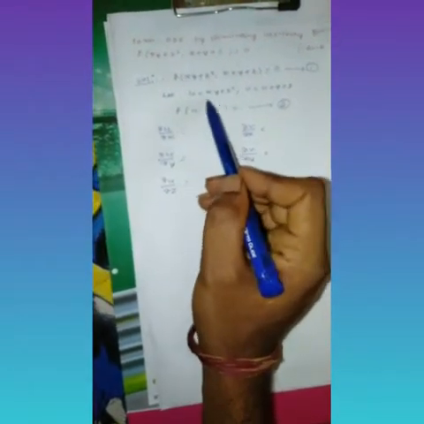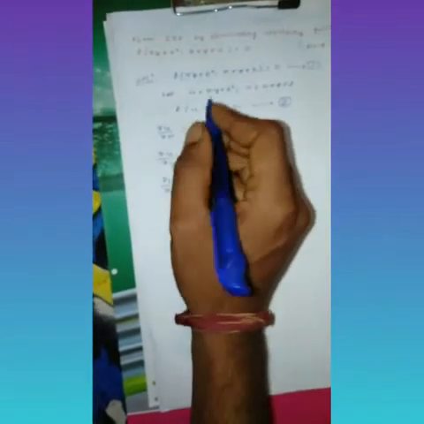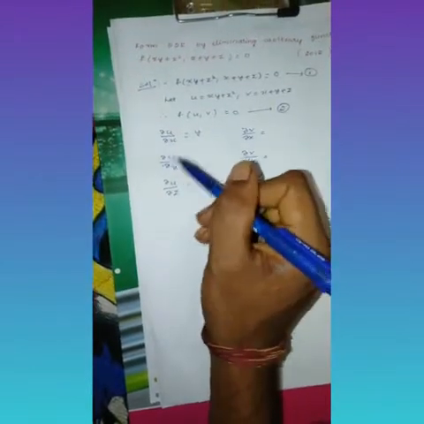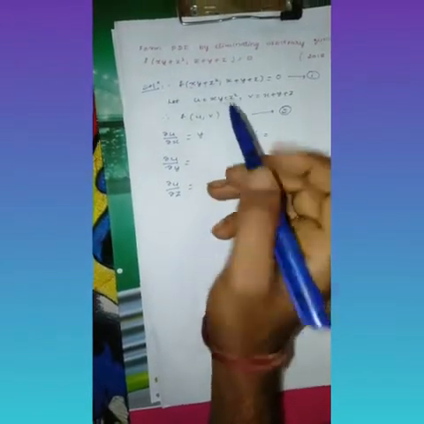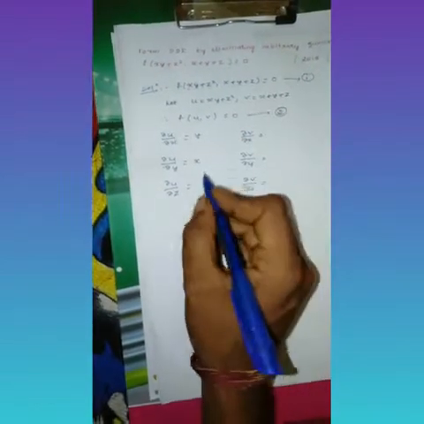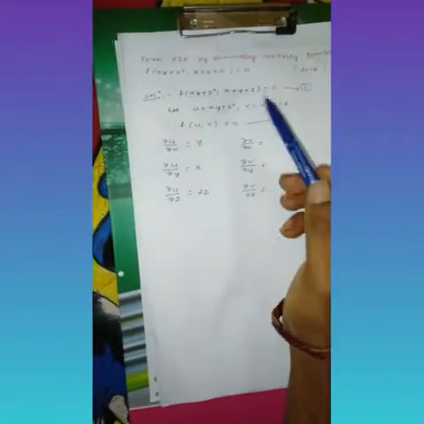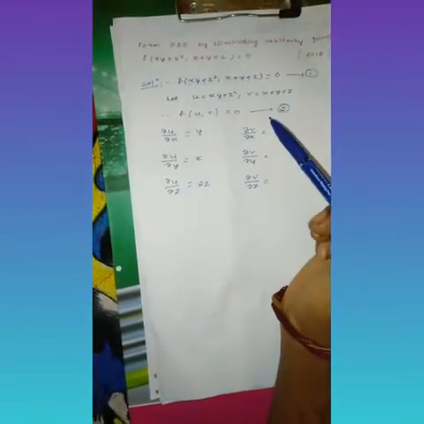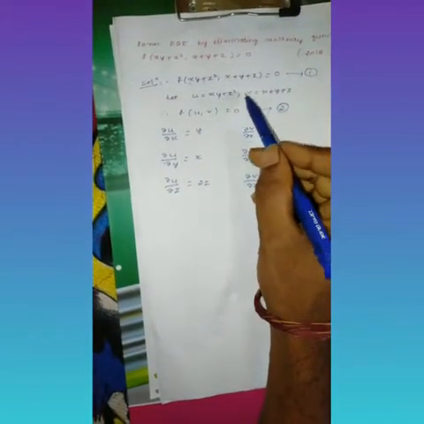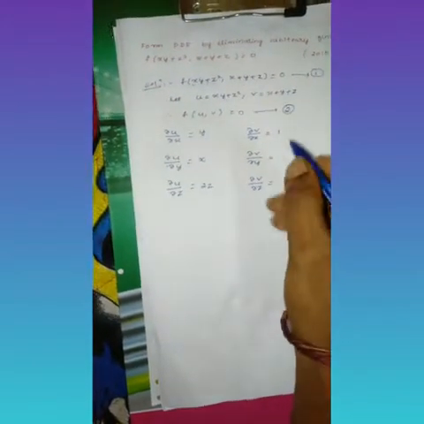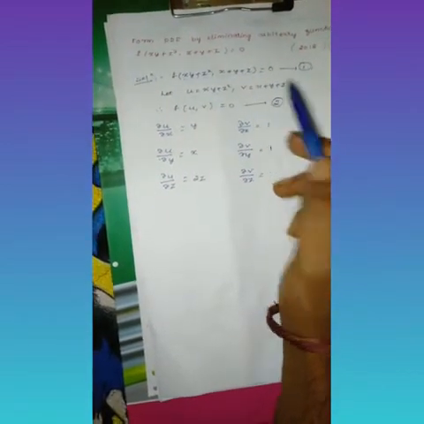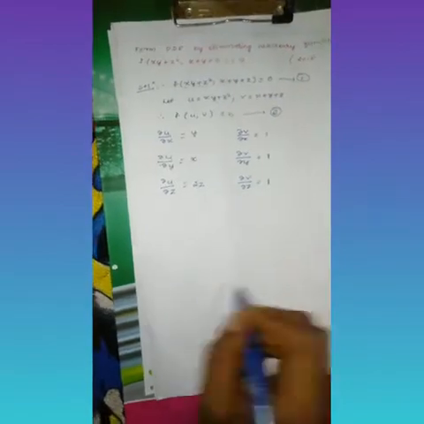Differentiate u partially with respect to x, we get y, and differentiate with respect to y, we get x. Differentiate with respect to z, we get 2z. Partially differentiate v with respect to x, we get 1. Partially differentiate with respect to y, we get 1. Similarly, differentiate with respect to z, we get 1.